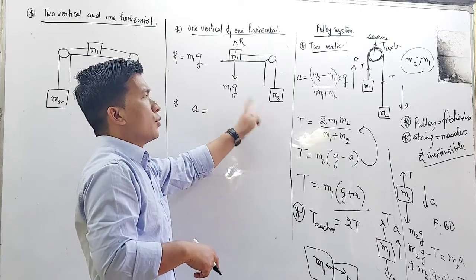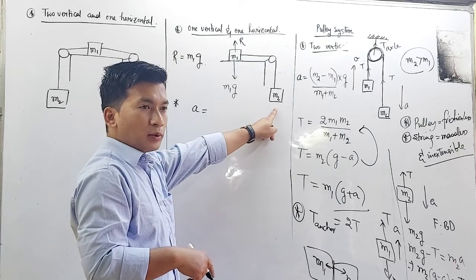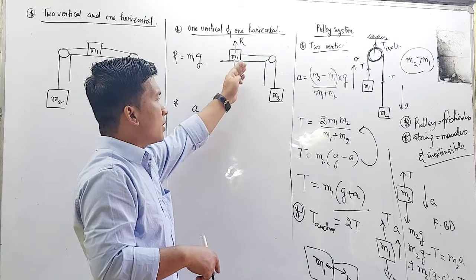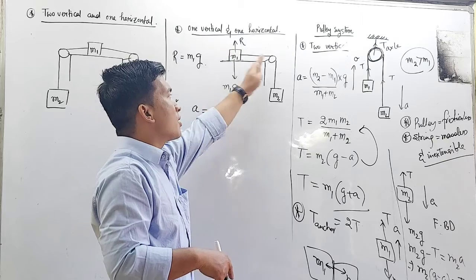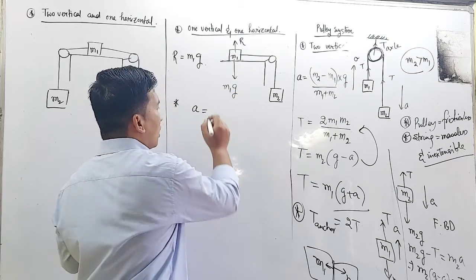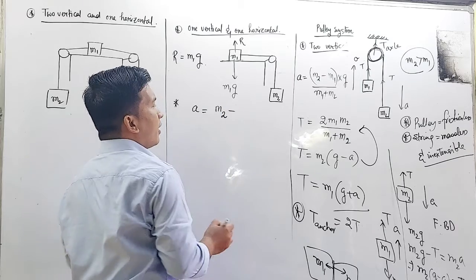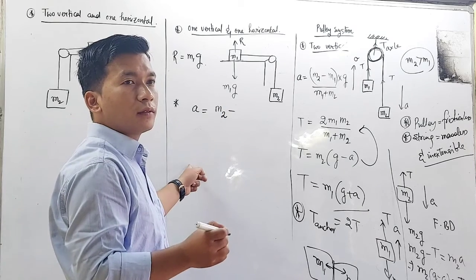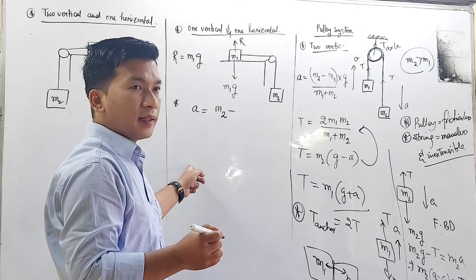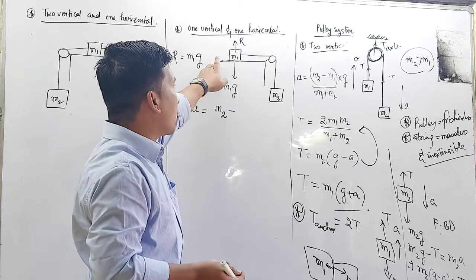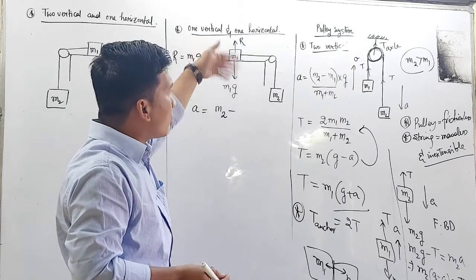Which one is the hanging object? M2. The M2 will try to drag down M1. Is there any force that opposes the motion? The weight of M1 is already neutralized.